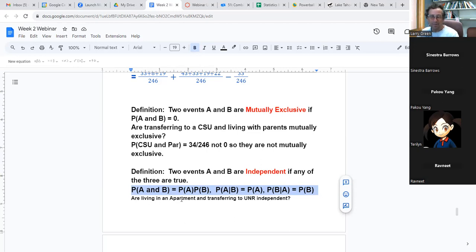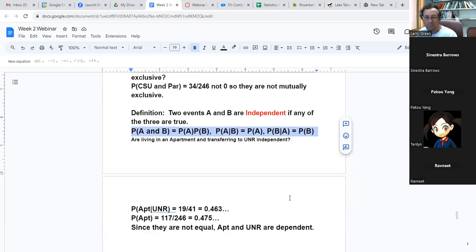So are living in an apartment and transferring to UNR independent? In this case, it turns out that the first is the hardest of the three because the first has three probabilities to calculate. Do you see that? I see three P's. The second and the third only have two. So we could choose the second and the third to be easier so we don't have to torture ourselves. Sound good?